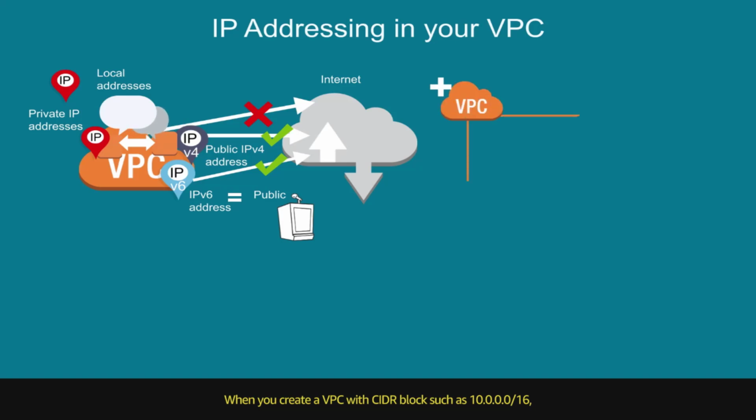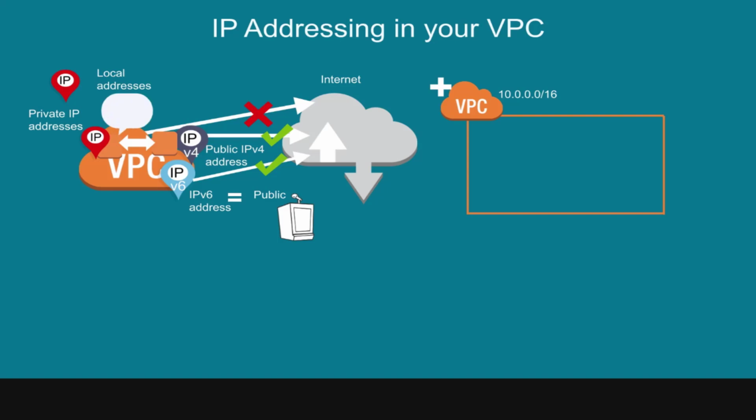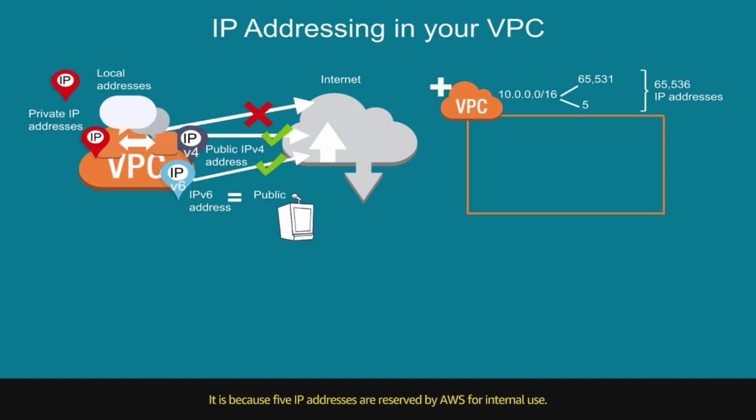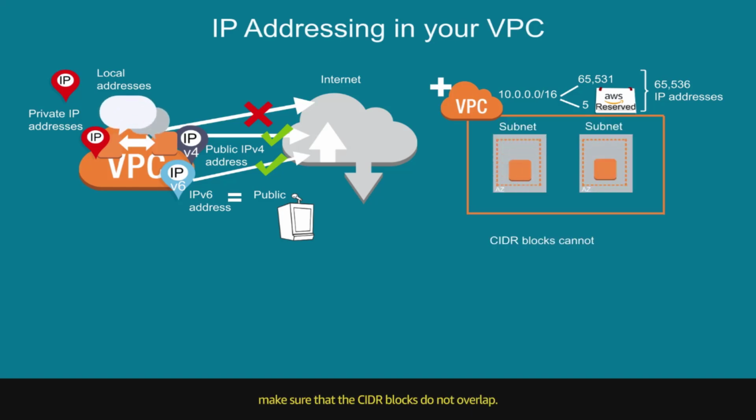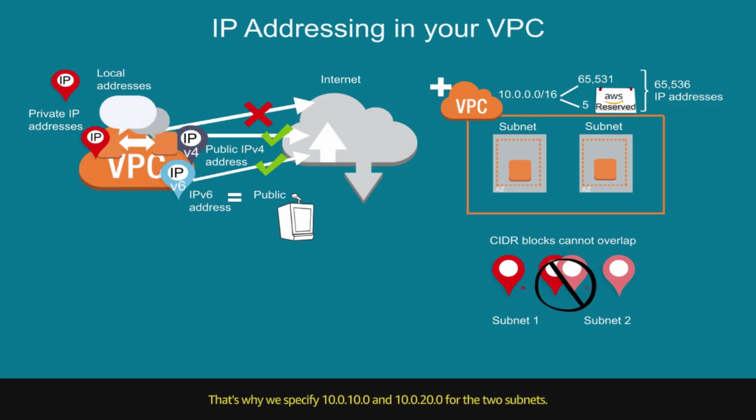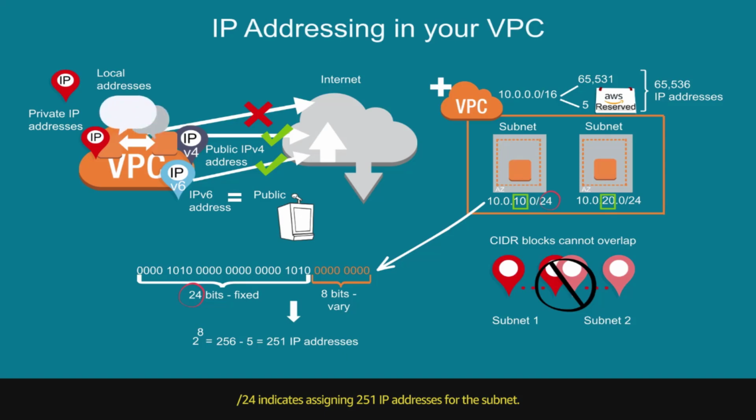When you create a VPC with a CIDR block, such as 10.0.0.0/16, note that you will not have all 65,536 IP addresses. It is because 5 IP addresses are reserved by AWS for internal use. To create more than one subnet in your VPC, make sure that the CIDR blocks do not overlap. That's why we specify 10.0.10.0 and 10.0.20.0 for the two subnets. /24 indicates assigning 251 IP addresses for the subnet.